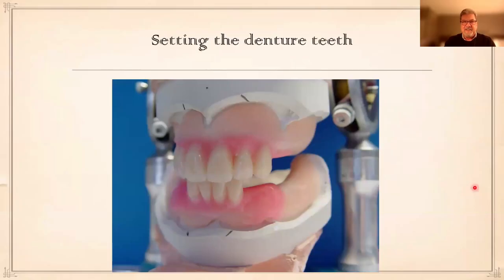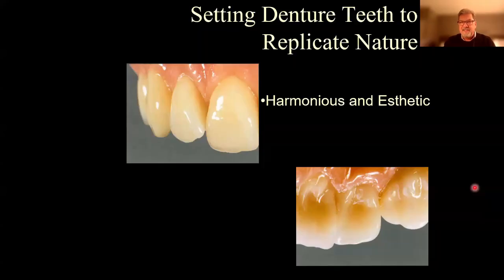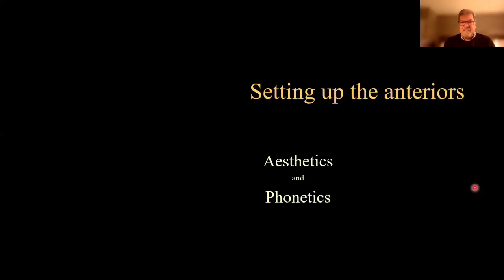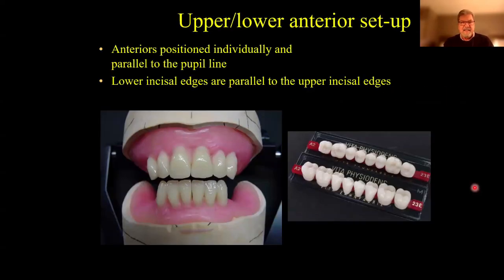So let's talk about setting denture teeth here. We want something that's going to have a harmonious and aesthetic effect. We want to set up those anteriors with aesthetics and the proper phonetics. And those anteriors are positioned individually and parallel to the pupil line. And the lower incisal edges are parallel to the upper incisal edges. And I'll show you what I mean here by the diagram here.